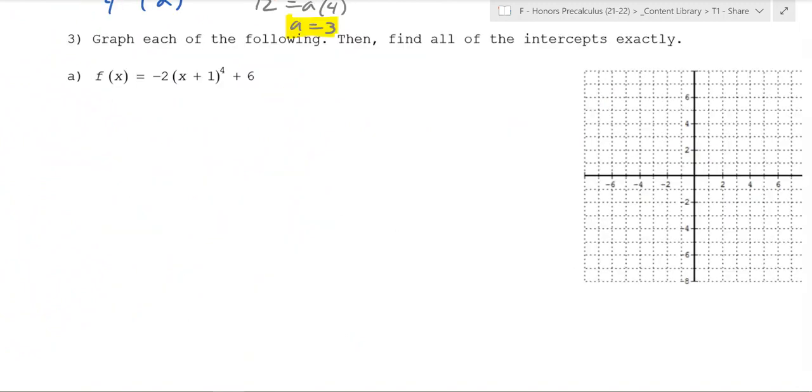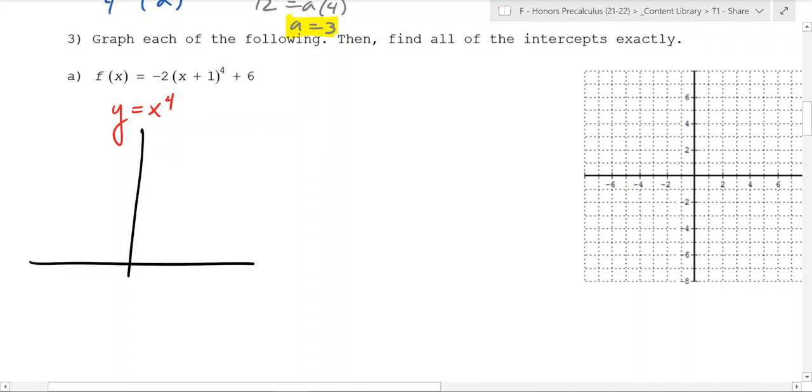So this one says graph each of the following, then find all of the intercepts exactly. Now if you had a calculator, you could just plug this in and do it exactly as it stands. But if we wanted to translate this, we could translate it by starting with the root graph, like the base graph, and that would be x to the 4th. And then translate y equals x to the 4th. So we have a regular parabola right here. X to the 4th is just going to be steeper.